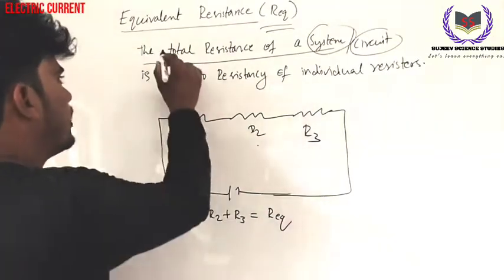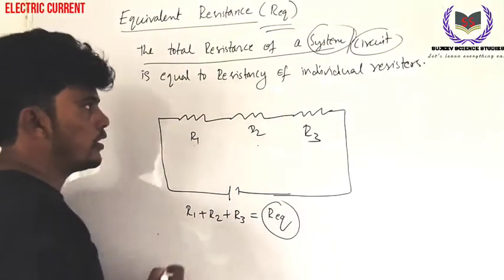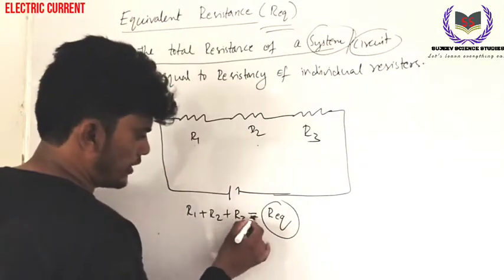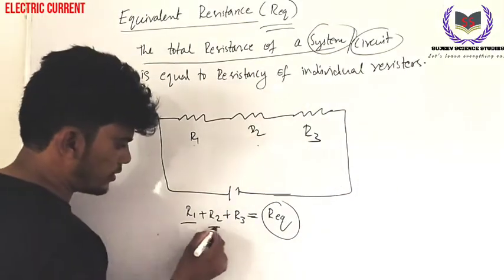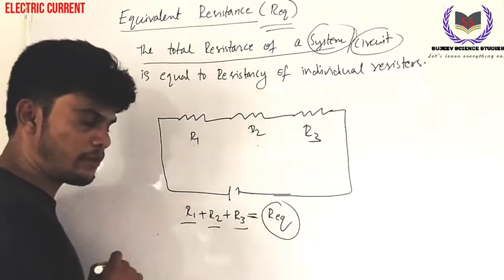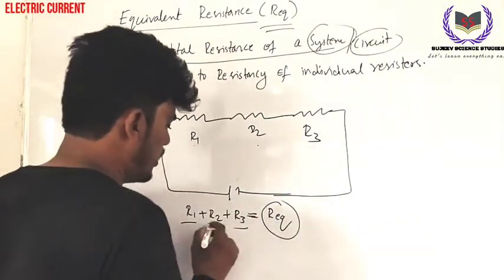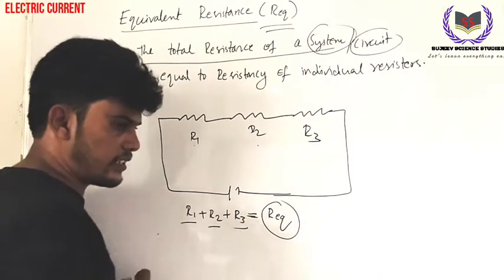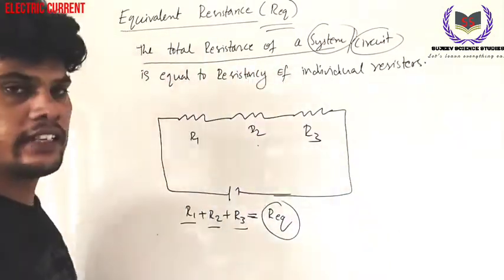Look here. The total resistance of the system is equal to the sum of the resistances of the individual resistors: resistor 1, resistor 2, resistor 3. So it has some resistance, it has some resistance, it has some resistance. So this total resistance is equal to the sum of the resistances of the individual resistors. This is called equivalent resistance.